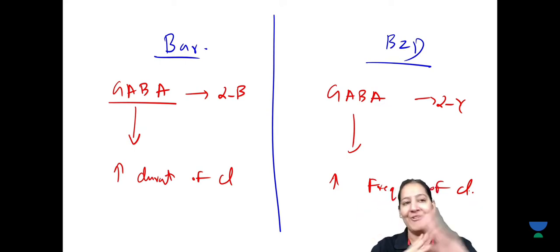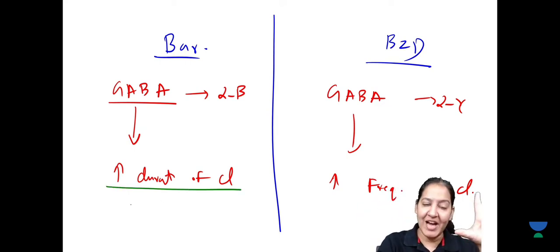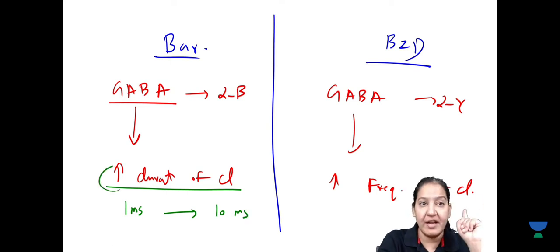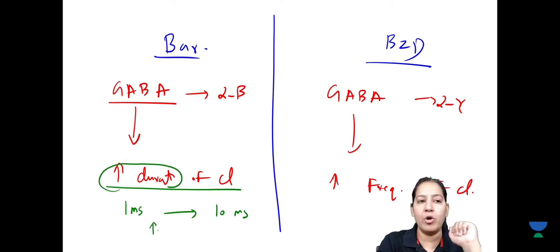I hope. Right. This one. Normally, GABA opens the chloride channel for 1 millisecond. But in the presence of barbiturate, it is opening for 10 milliseconds. That is, it is increasing the duration of the opening of the chloride channel. So more chloride is coming, more hyperpolarization, more inhibition, and more sleep.